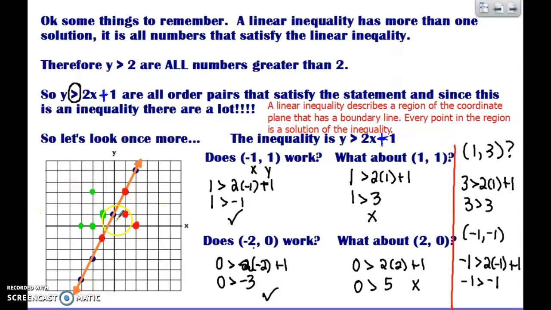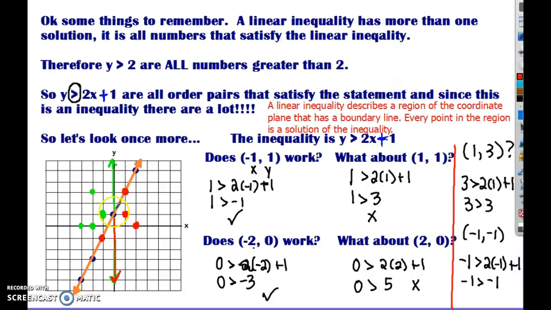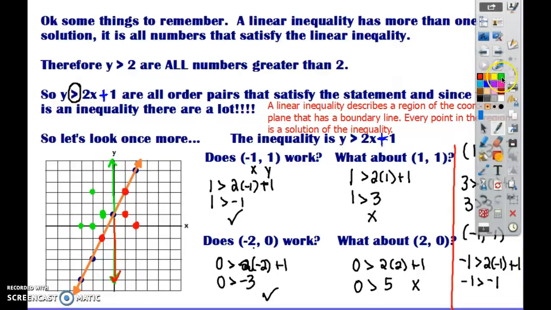You can think about y. Y is greater, so this is going up, going greater. So this is above the line. Y is above the line, and this is constantly, for infinite measure, going down. This is below the line. So what is the region above the line? The region above the line is where the y's increase. Y is greater than 2x plus 1, above the line. So every point in this region works.